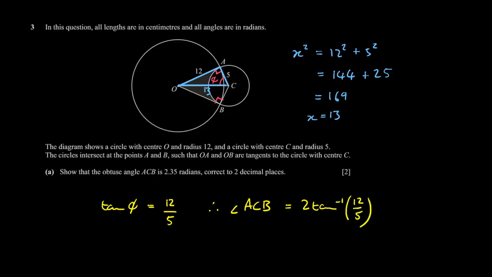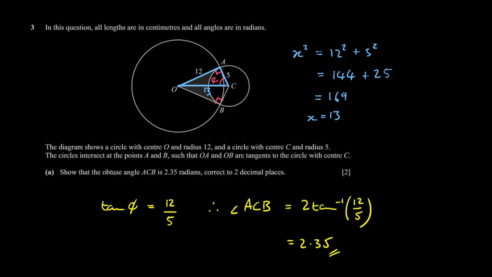And so I think the best thing now is just to key that into a calculator. So 12 divided by 5. By the way, make sure your calculator is set to radians. As soon as you enter this question, the first thing you should do is put your calculator in radians mode. So tan inverse of the answer, times it by 2. What do I get? 2.35. Yeah, and that's what we're asked to do, isn't it? So 2.35. Okay, right.